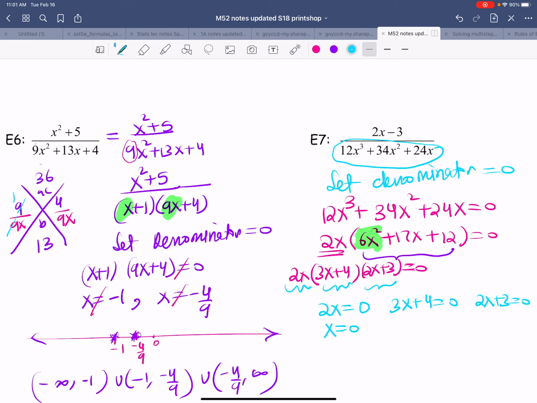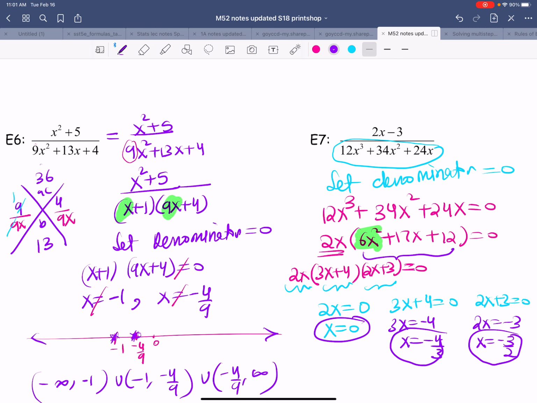So from the first one, I get x equal to 0. From the next one, I would be solving it for x. It turns out to be -4/3. And it leaves me with, I did 2 steps together, here we go, 2x is -3. x comes out to be -3/2. So there are my bad guys. These are the values I don't want, which are going to make my denominator 0, because that makes my expression undefined. So we don't want these 3 numbers in our domain.